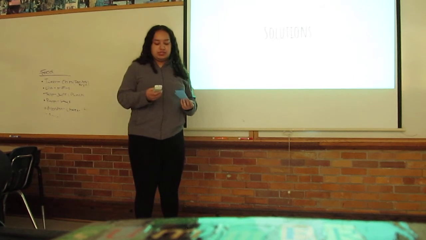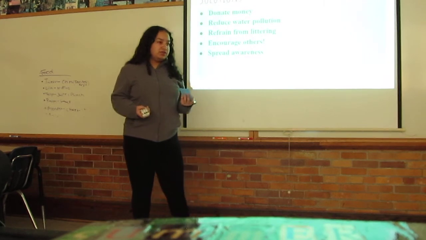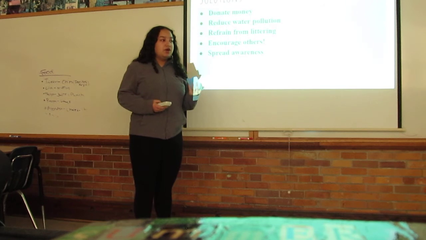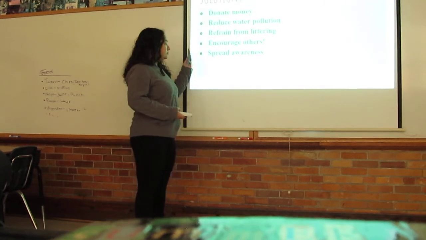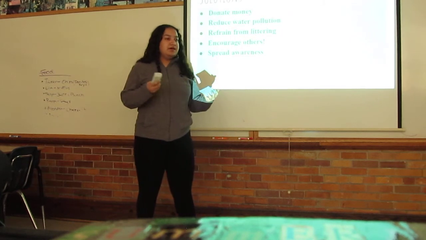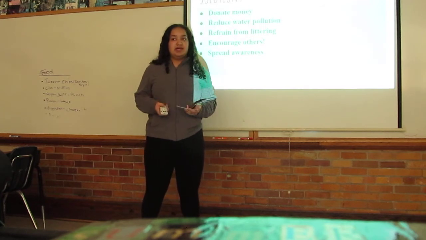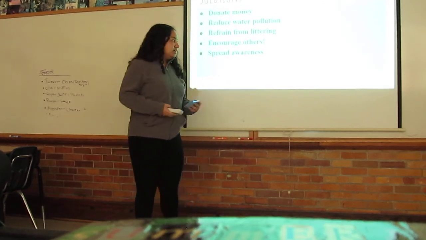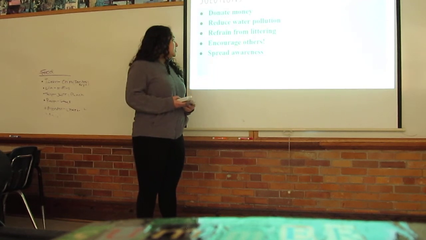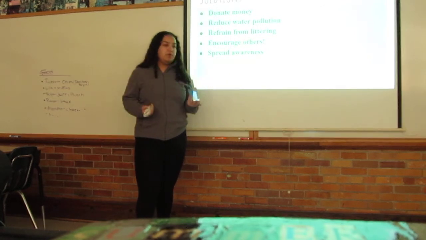What are some solutions? Some solutions include donating money to organizations that are restoring the reef, and also making attempts to reduce water pollution. You can do this by refraining from littering, and refraining from littering goes back to global warming because you're reducing the amount of pollution, and pollution is one thing that causes global warming, and then global warming causes more bleaching. So refraining from littering will help with the mass bleaching. Another thing we can do is encourage others to help and spread awareness about the importance of the Great Barrier Reef.